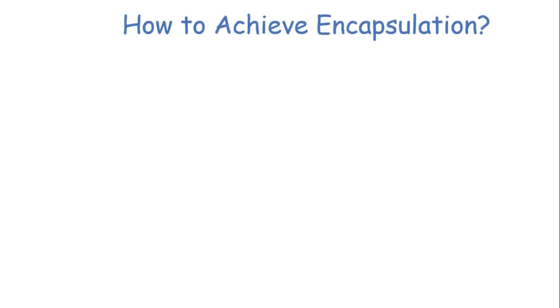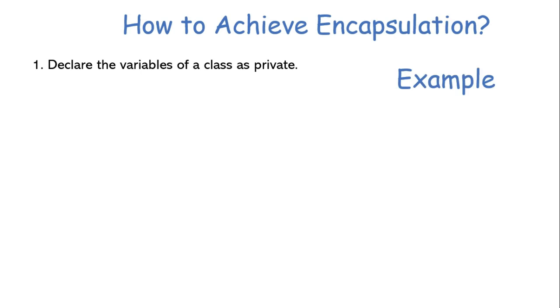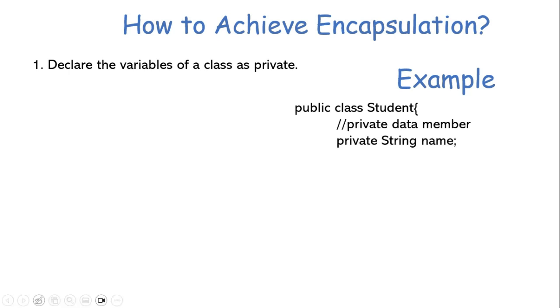How to achieve encapsulation? First, you have to declare the variable of a class as private. Suppose you have a class named student here, and the student class has an instance variable name like this. Then the instance variable here, we have to declare it as private.